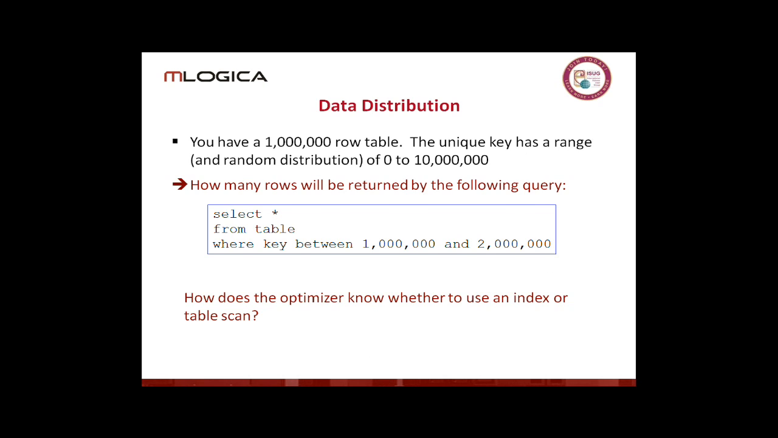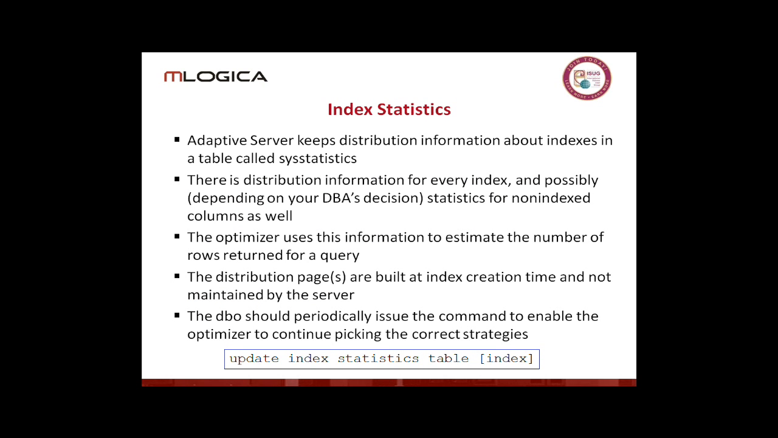I'm going to skip the estimating logical page I/O because I'm rapidly running out of time. Data distribution, the idea here is that we store the index statistics. If you don't already do it, you should be doing an update index statistics on your table. You probably want to use some sort of a sampling on that rather than sampling the whole table.